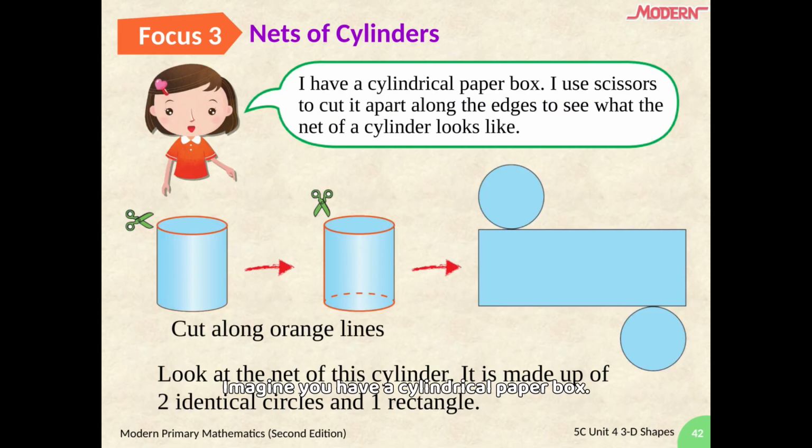Imagine you have a cylindrical paper box. If you take some safety scissors and cut it along the edges, look what happens. The curved surface rolls out into a giant rectangle, and the 2 circular bases stay attached. So, the net of a cylinder is made up of 2 identical circles and 1 big rectangle. It's like a math wrapper. Whenever you see a rectangle with 2 circles, your brain should scream, "That's a cylinder waiting to be born."